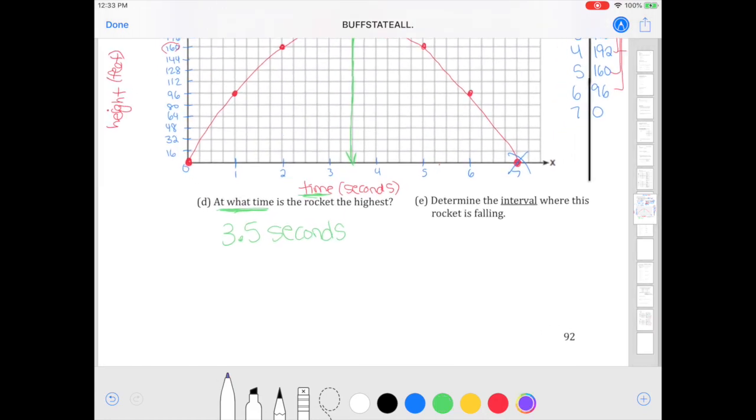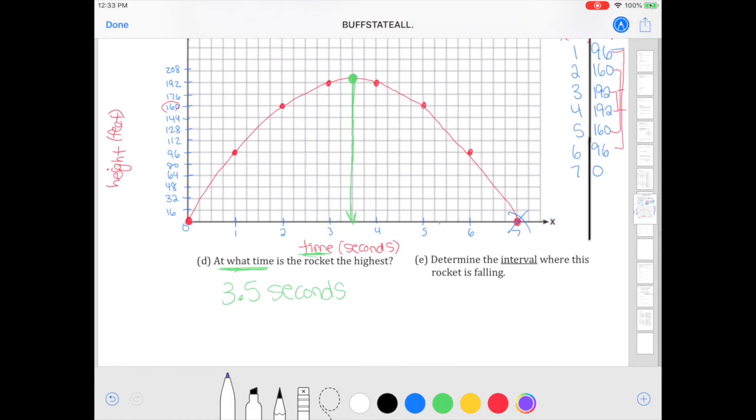Okay, E, determine the interval where the rocket is falling. I will just walk you through that real quick, but it comes from that week 7 notes that we skipped. So you don't have to worry about this on a test or a quiz. I just don't want to skip it with you guys. So determine the interval when the rocket is falling. Think about the path here. It's going up, and then at this point right here is where it starts to fall.